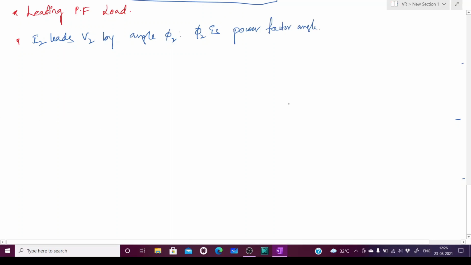Now let us draw the phasor diagram for this one also. So let us take this as V2. I2 will be leading V2 by some angle phi 2.